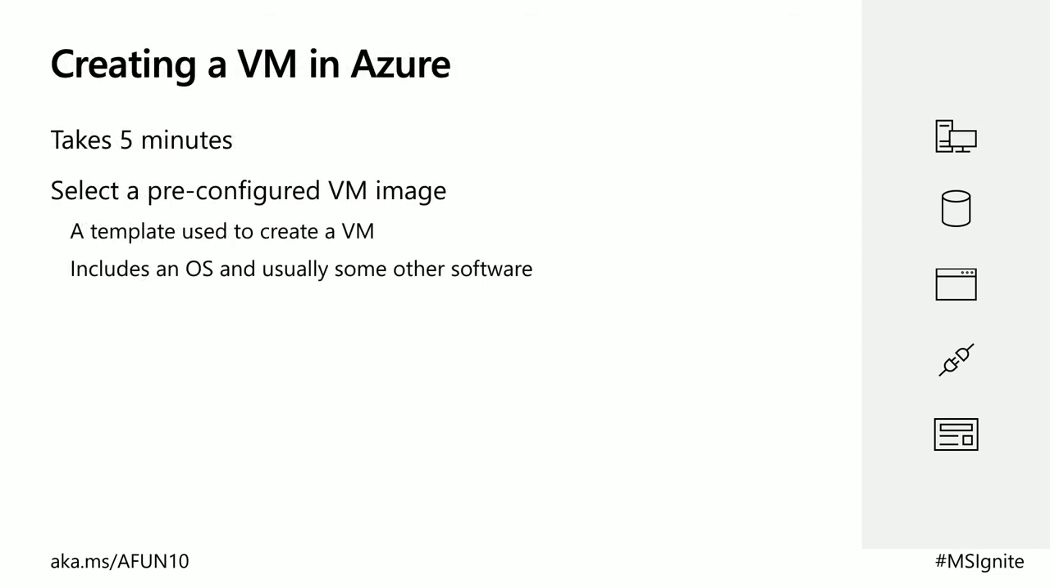And so the process of creating a VM in Azure, and we're actually going to go through that at the end of this section, is pretty easy. It takes about 5 minutes. You can select a pre-configured virtual machine image, which includes an OS, and sometimes it includes other software as well. It takes about 5 minutes, and we'll go through that a little bit later.